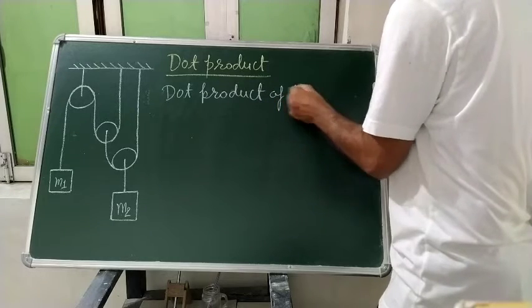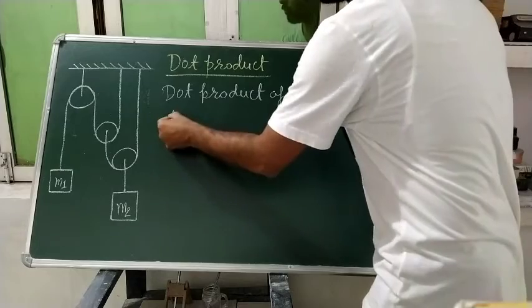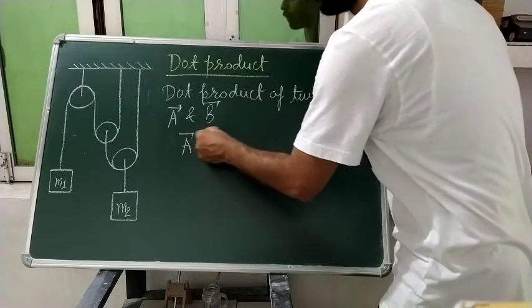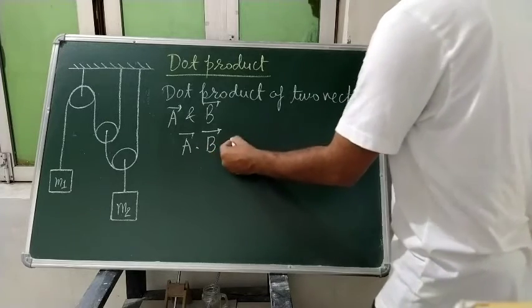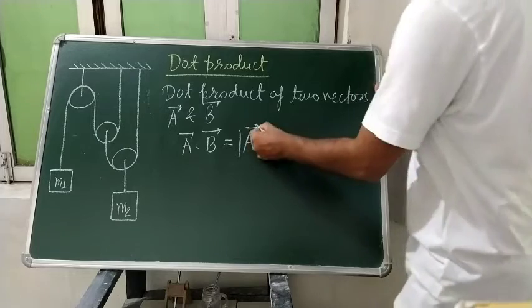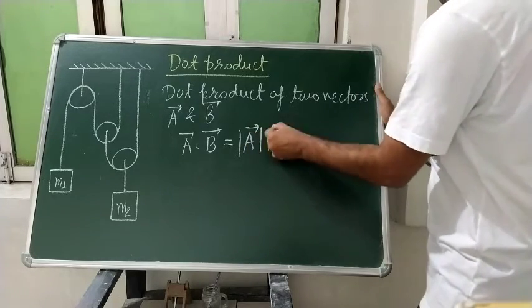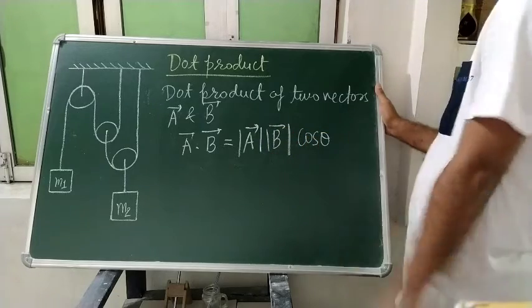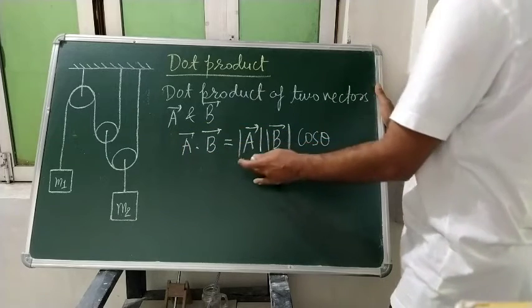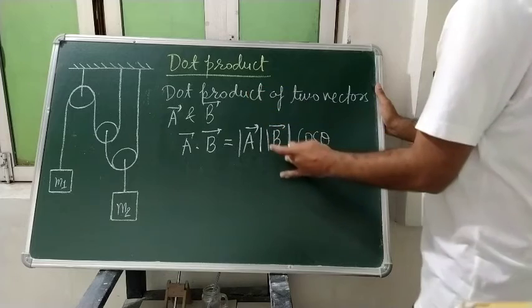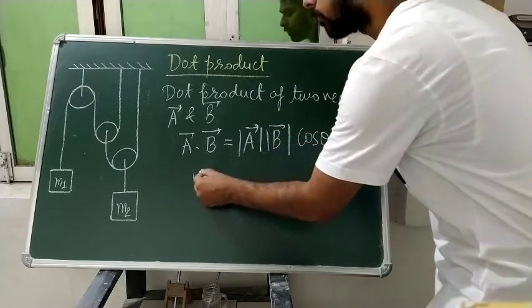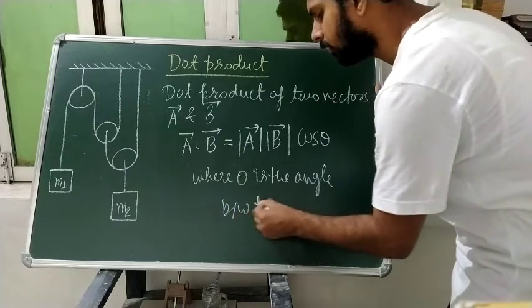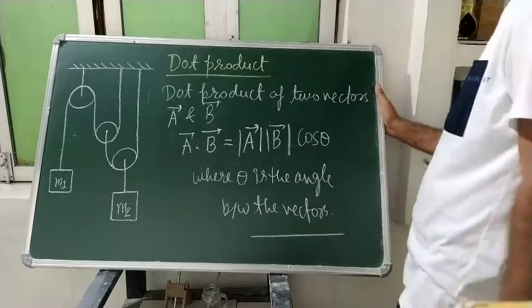The dot product of two vectors, vector A and vector B, we can write as A dot B. That will be equal to the magnitude of vector A multiplied by the magnitude of vector B times cos theta, where theta is the angle between the vectors. Okay.